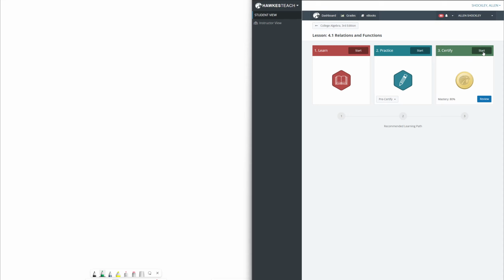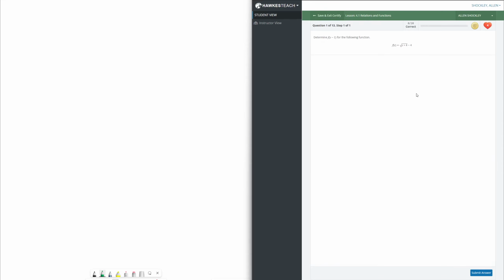Started. 4.1. So 4.1 is all about relations and functions. You're just going to be solving. Sometimes you're solving for domain, range. For this one, what we are doing, get some stuff settled in.